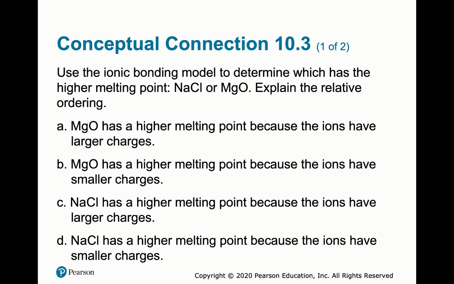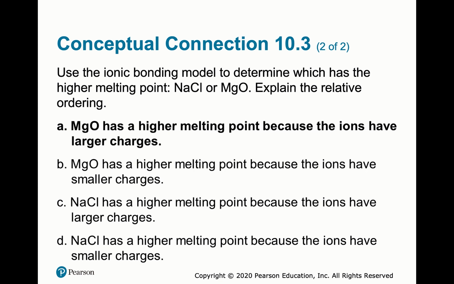Use the ionic bonding model to determine which has the higher melting point: sodium chloride or magnesium oxide. Explain the relative ordering. So NaCl is +1 and -1, MgO is +2 and -2, and it's the charges. The charges are more important, so magnesium oxide is going to have the higher melting point. So that's with this one here.